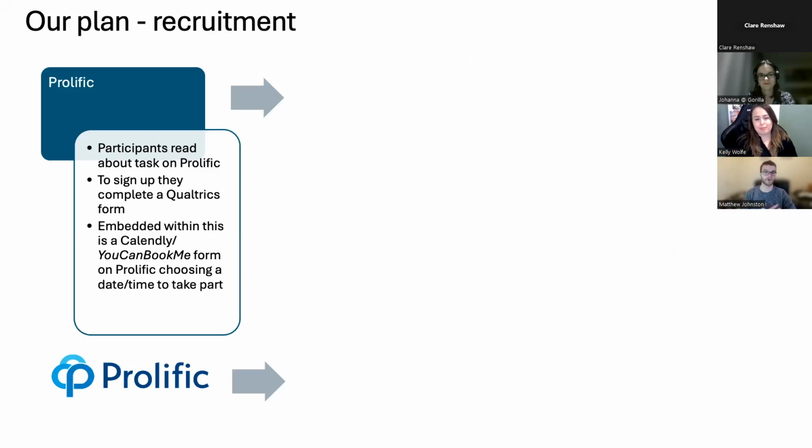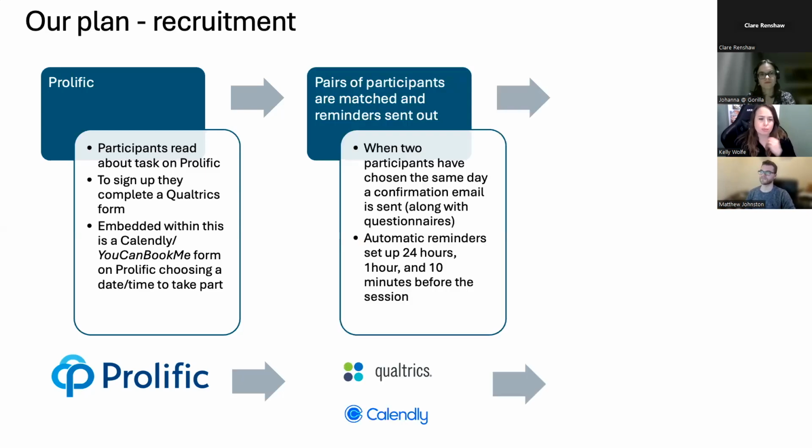First of all, we aim to post the task on Prolific, where participants can read about the task, and then they sign up completing a Qualtrics form, and embedded within that form is a Calendly or You Can Book Me page. You can use various other sites to do this. And that allows participants to choose a date and time that suits them to take part in the task.